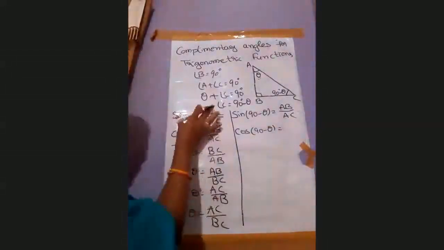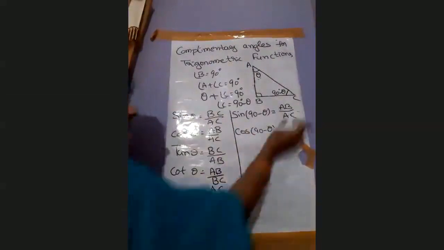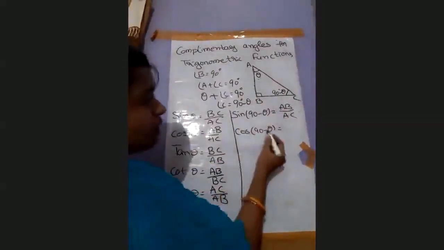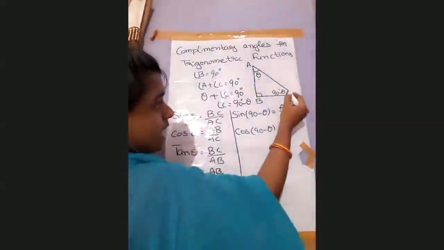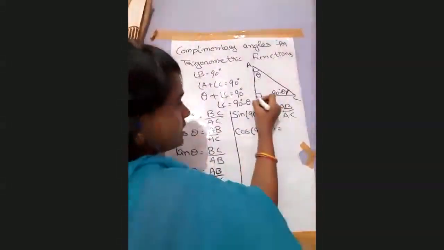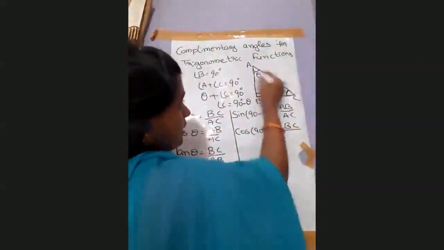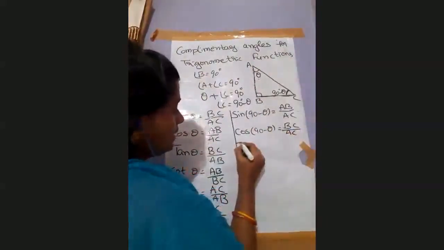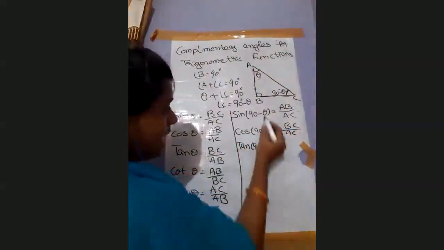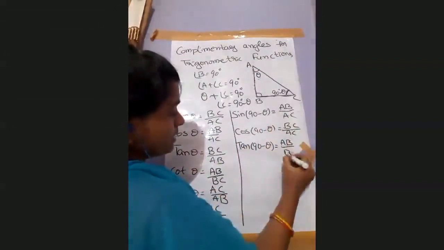So we find out all these trigonometric function values at C. So cos of 90 minus theta. This is the angle here, and for cos we have to write the adjacent side. So this is the adjacent side, right? This is the adjacent side. That means BC divided by AC. And then tan of 90 minus theta. Tan means sin by cos. That means AB divided by AC.